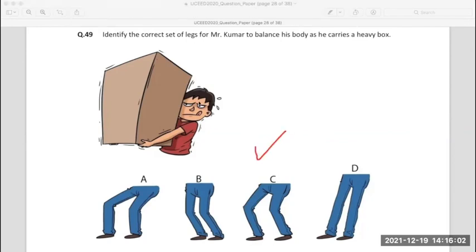You have to visualize this in terms of the placement of the load and the placement of his legs, and you will arrive at the correct answer here.